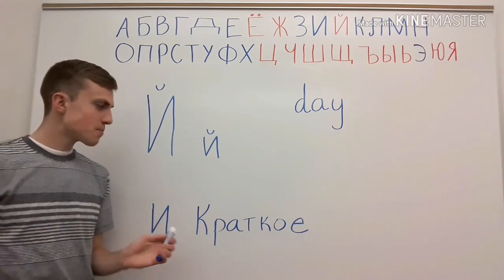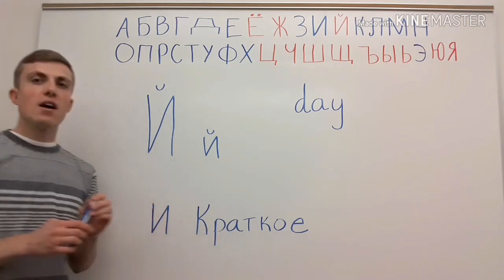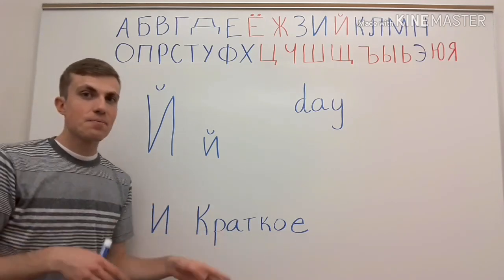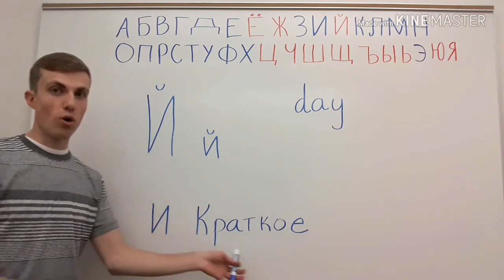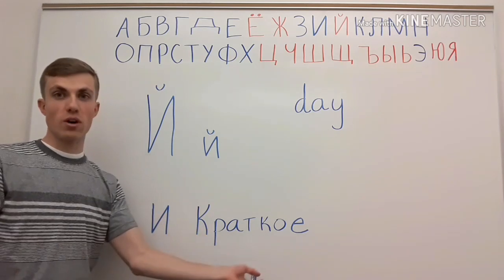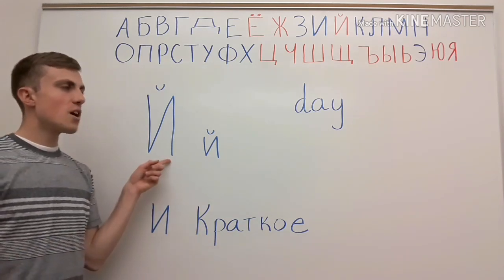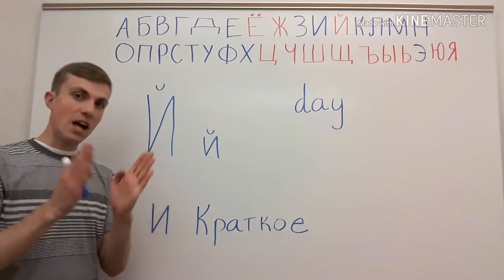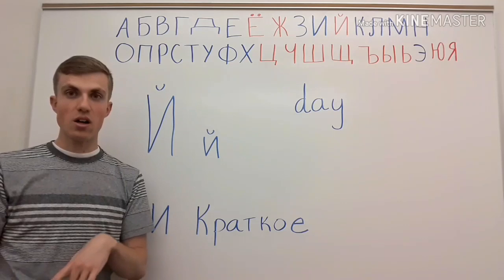And the next stranger we're learning is called ikratkaya. Now ikratkaya, it's pronounced like this, kratkaya, and it's like an E, but as the name mentions, it's short. Kratkaya means short in English. So this is a letter that you won't see by itself. It will always be with other vowels to form a diphthong.